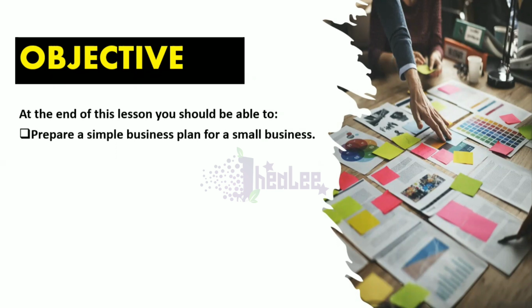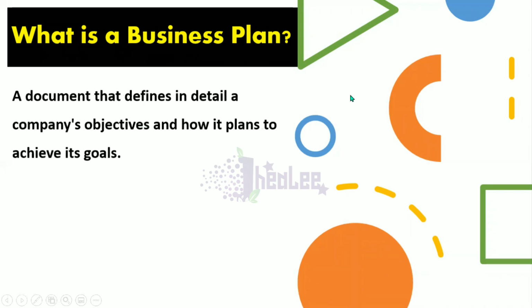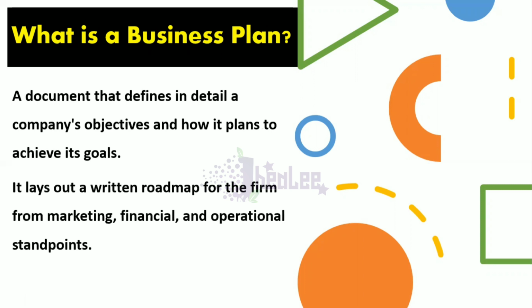Now, what is a business plan? It is a document that defines in detail a company's objectives and how it plans to achieve its objectives. It actually lays out a written roadmap for the firm from marketing, financial, and operational standpoints. And we're going to look at some purposes of the business plan.